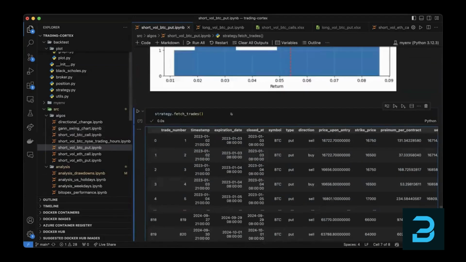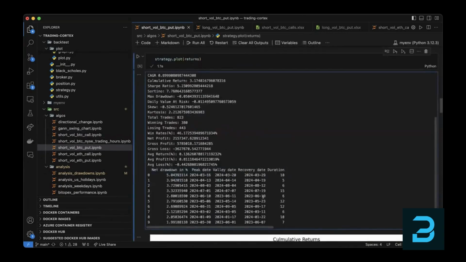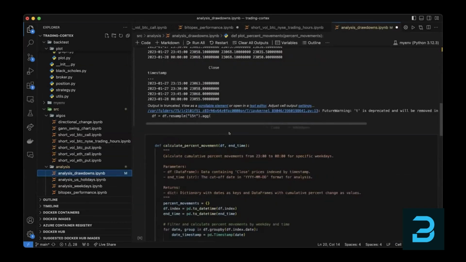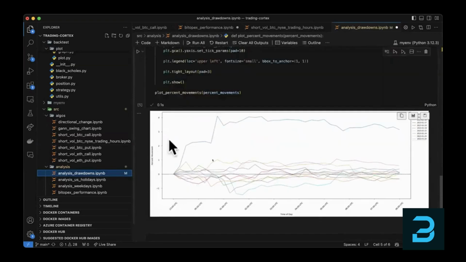Once we have the drawdown table, we do further analysis on the drawdowns. For example, here we have the price movement of each day during a particular drawdown period. If we see any patterns with our naked eye, we do further research to minimize the drawdown. That's how we operate, just giving you an example.